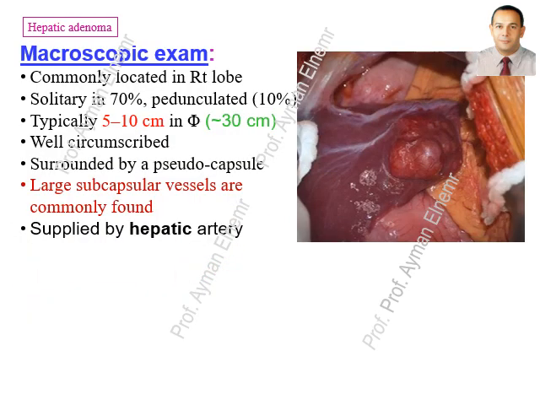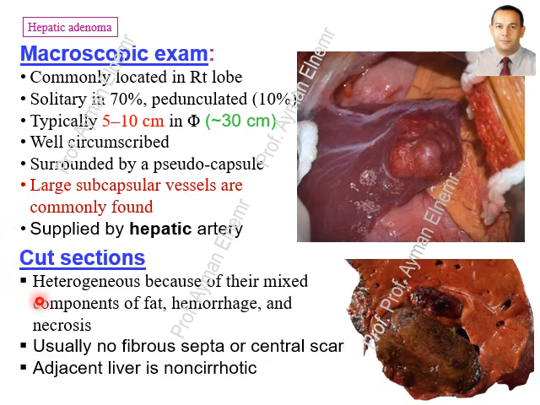The tumor is commonly located in the right lobe of the liver, usually solitary, sometimes pedunculated. Typically, the size ranges from 5 to 10 centimeters in diameter, but may reach up to 30 centimeters. It is well circumscribed and surrounded by a pseudocapsule. Large subcapsular vessels are commonly found. The adenoma is supplied by the hepatic artery.